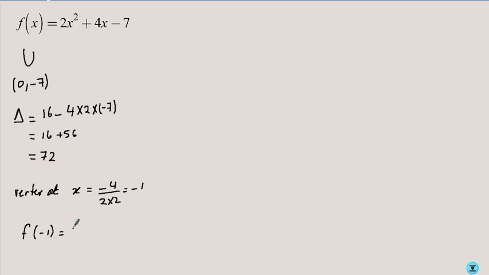This is 2 times negative 1 squared plus 4 times negative 1 minus 7. And this is 2 minus 4 minus 7, and that is negative 9. So we know the x and y coordinates of the vertex. We know the concavity, the y-intercept, but we still don't know the roots where the curve will cross the x-axis. We can decide to calculate that by the formula, but if not, let's see what we can do.